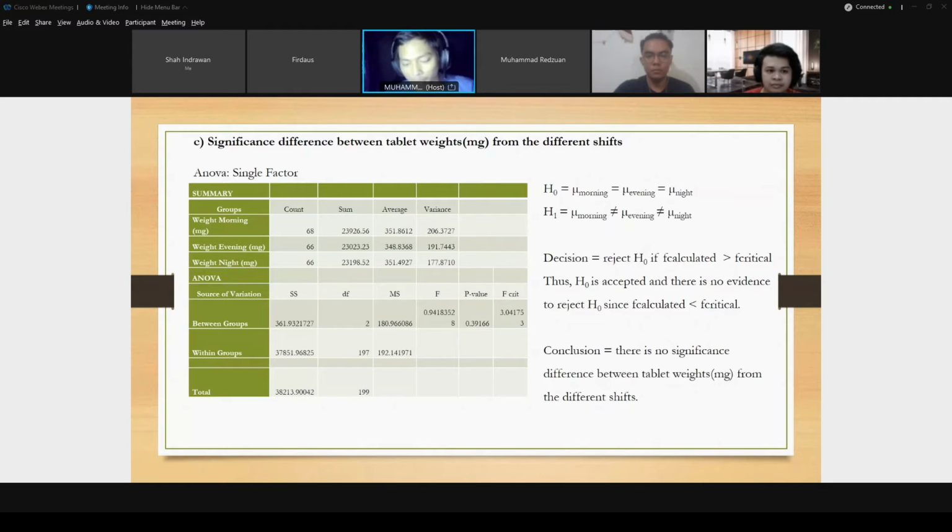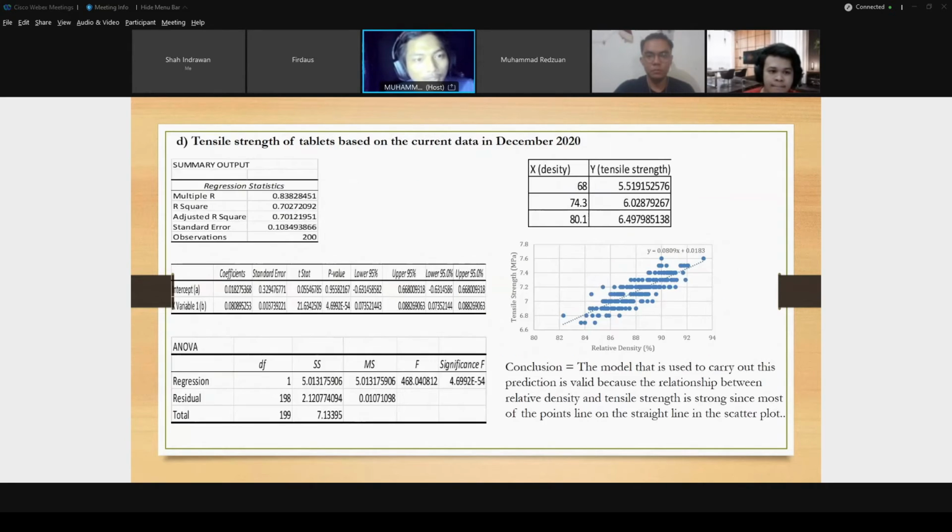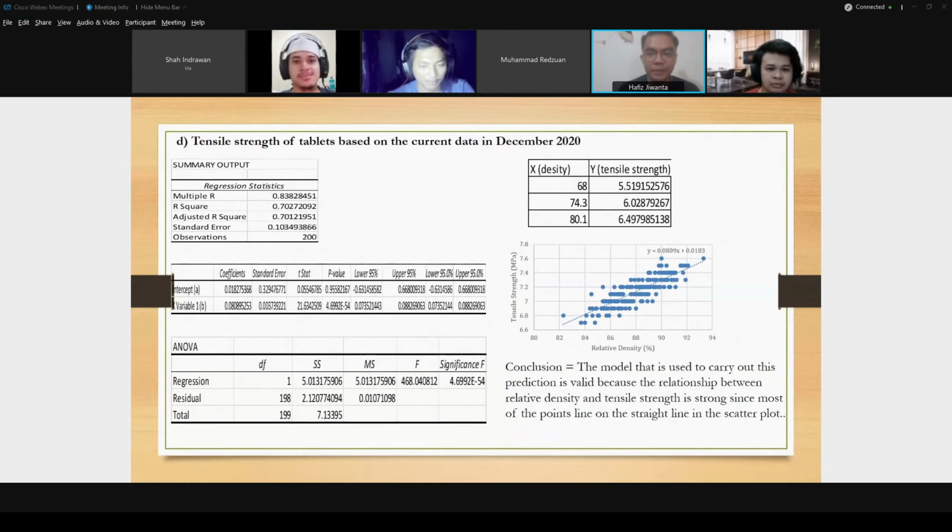Next, I would like to call upon Mr. Hafiz Dika for the further explanation. Thank you, Mr. Ifat. I will explain about the tensile strength of the tablet based on the data in December. We want to know the value of tensile strength if the density is 68%, 74.3%, and 80.1%.